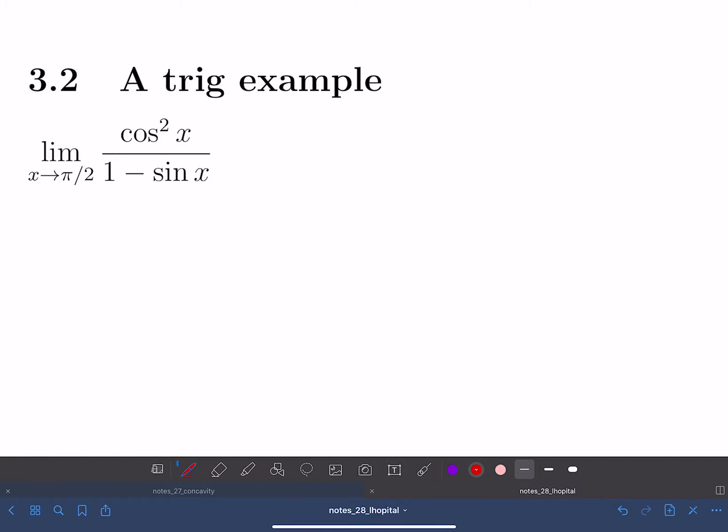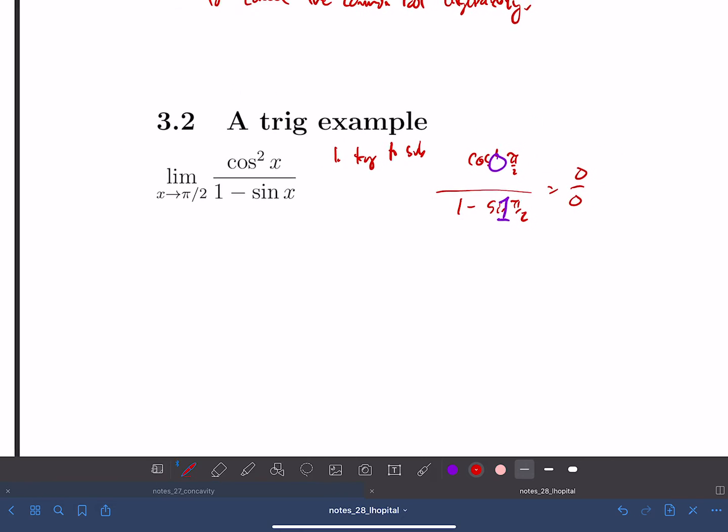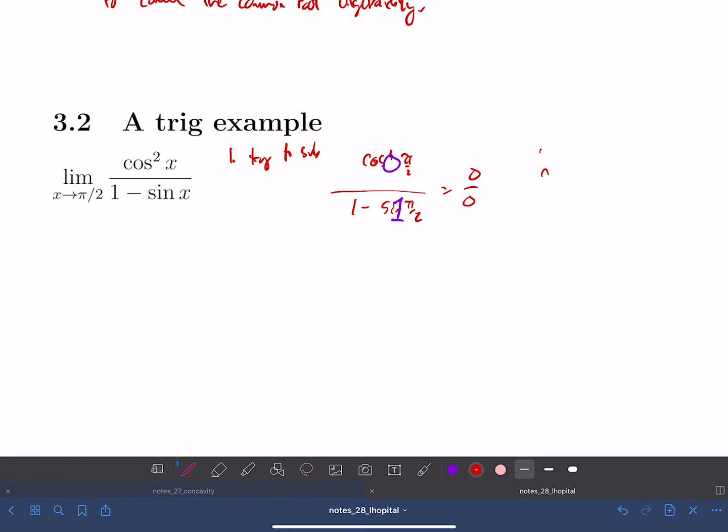Okay. Let's do a trig example. Alrighty. So we're approached with the limit. The limit as x approaches pi over 2 of a fraction. Cool. I'm going to first try to plug it in. I love plugging it in. So I'm going to have cosine squared of pi over 2 over 1 minus sine of pi over 2. Sine of pi over 2 is the number 1. Cosine of pi over 2 is the number 0. So this is equal to 0 over 0. And what do you know? I've got an indeterminate form. Of course you do. We're training you on how to do this.